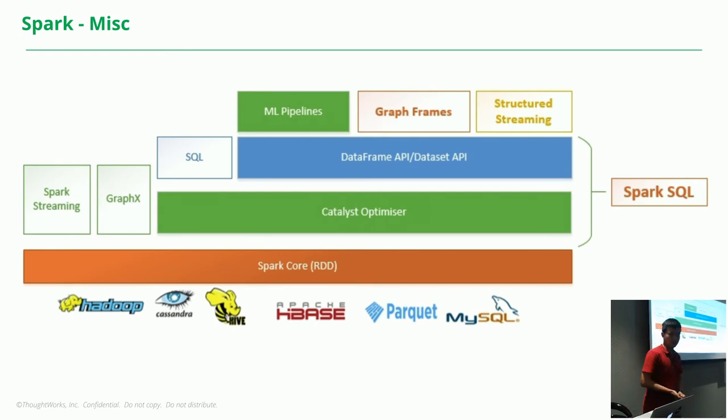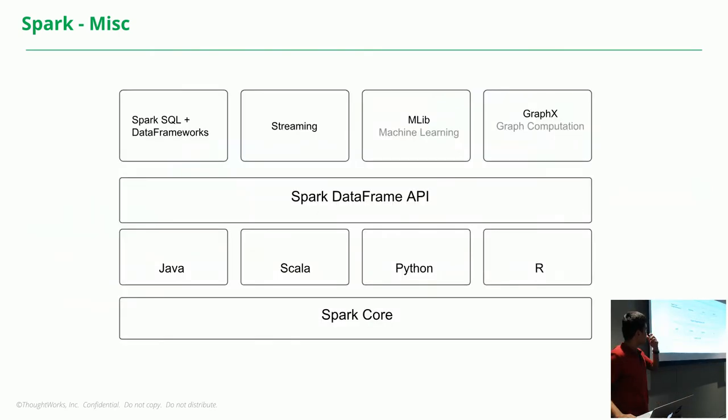ML pipelines is machine learning pipelines. It is provided to help Spark support machine learning processing. So these two are based on Spark Core. Spark is written in Scala, so it encapsulates Scala to provide Java, Python, and some other APIs.